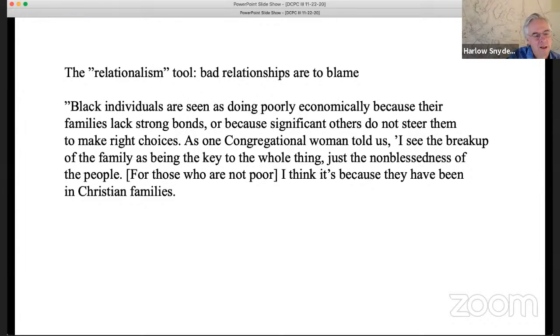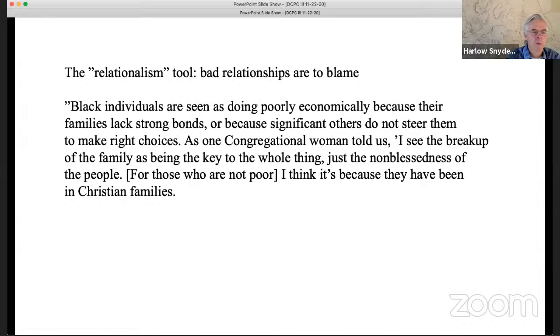So that somehow bears on the accountable free will individualism tool. The relationalism tool also gets into the answers that white Protestant evangelicals tend to give. And again, I just excerpt something that Emerson is going to say. Black individuals are seen as doing poorly economically because their families lack strong bonds or because significant others do not steer them to make right choices.